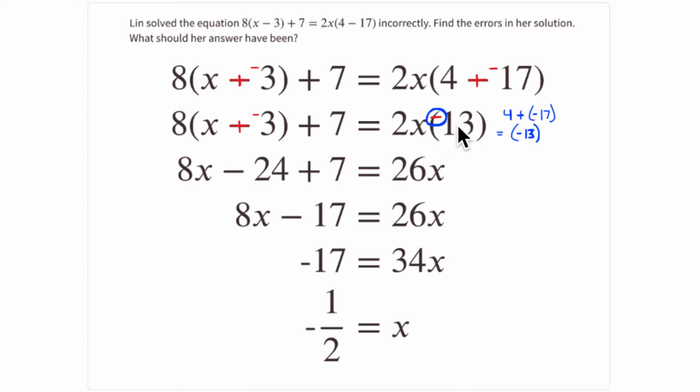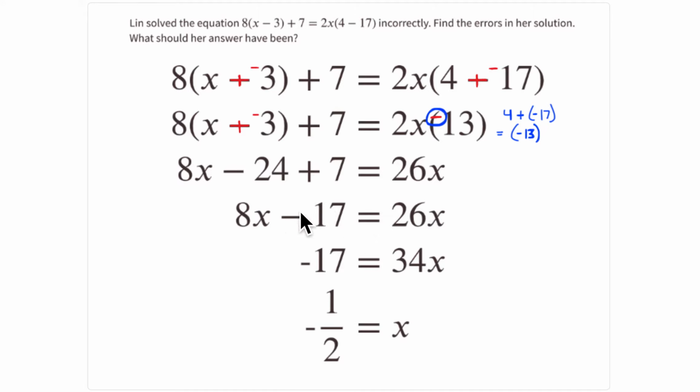Now if you go to the next step, I keep this as a positive 26x, because 2x times a positive 13 is a positive 26x. Then go down to here. This step is okay. This is 8x minus 24, or plus a negative 24, plus 7. And so 8x minus 17, or plus a negative 17.